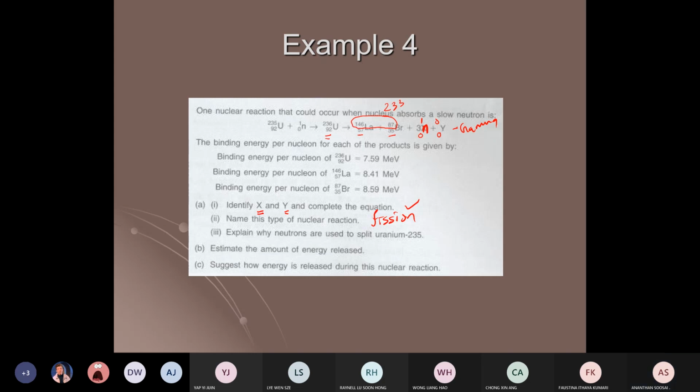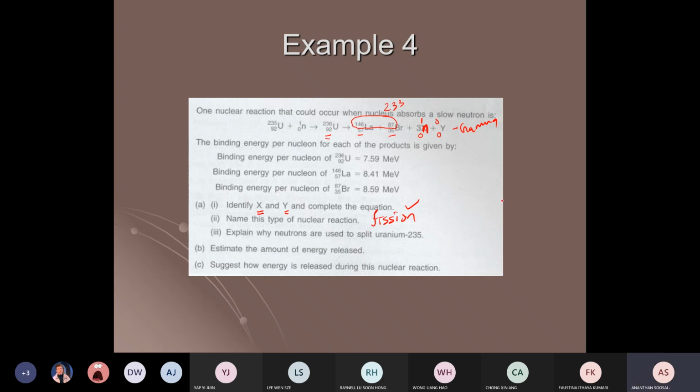So next, I expected 1, 2, 3. Part A you should know before without my input. Okay, look at part B. This is your turn now. I give you 2 minutes. Figure out, estimate the amount of energy released in this process. How much energy is released in this process?